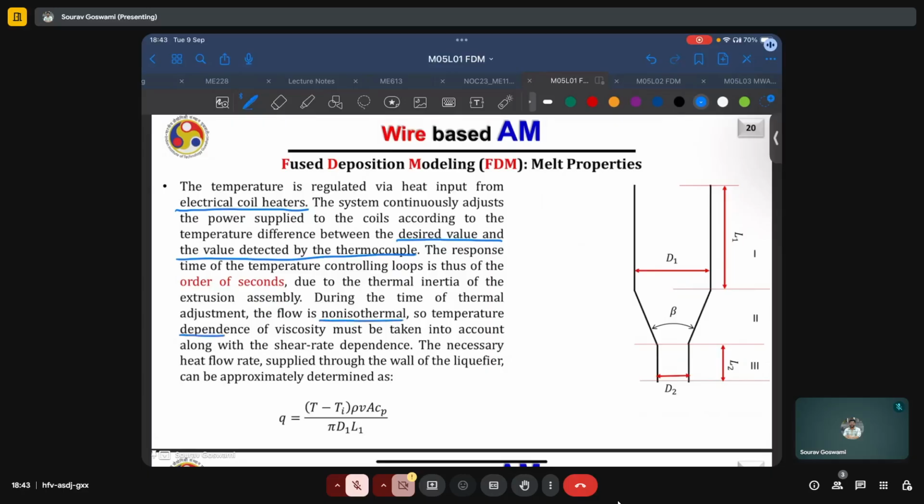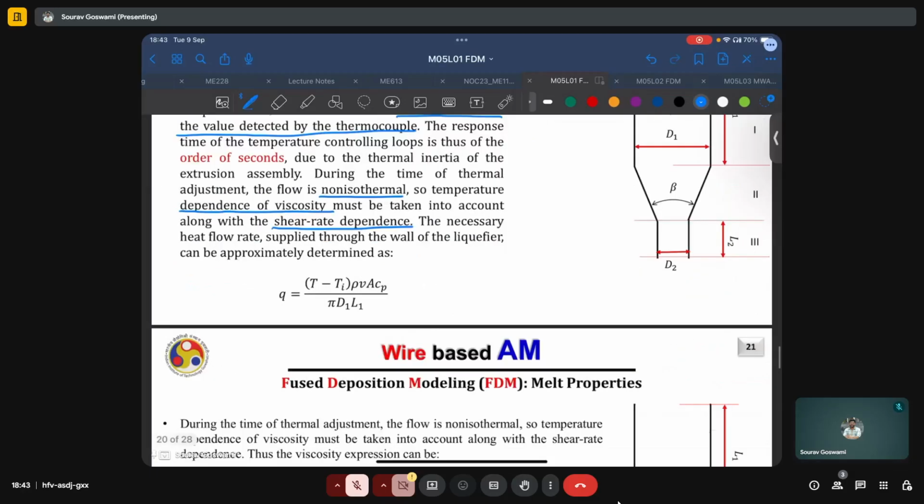Temperature dependence of viscosity comes into the picture, as well as the shear rate dependence, because as we know, these materials exhibit a shear thinning behavior. In such a case, the necessary heat flow rate supplied through the wall of the liquefier can be determined as in the given formula.